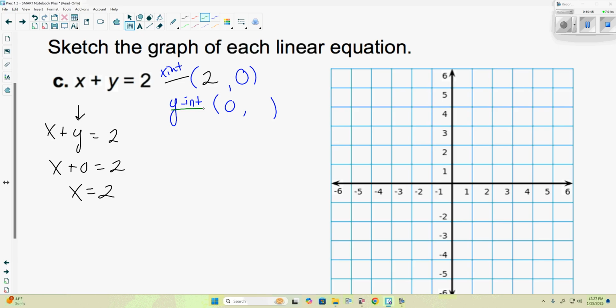We can do the same thing with the y-intercept. But this time we're replacing x with 0. So the y-intercept is 0, 2. The x-intercept is 2, 0. We have 2 points. We're done. I think that's a little bit nicer than getting it into y equals mx plus b, finding our points, because cover up the y, solve for x. Cover up the x, solve for y. We have our 2 points, we're done.